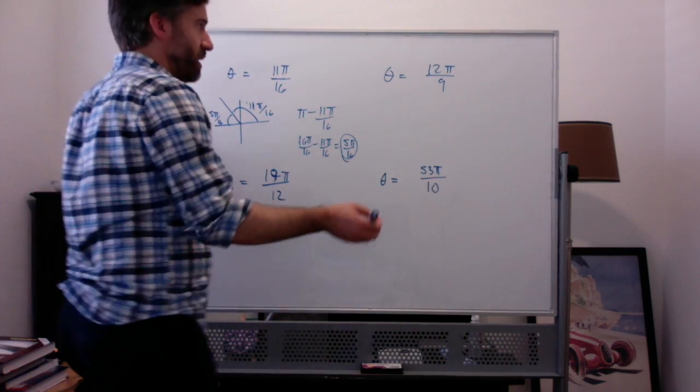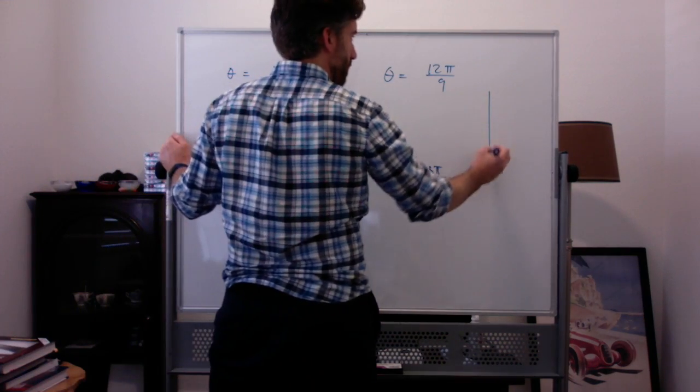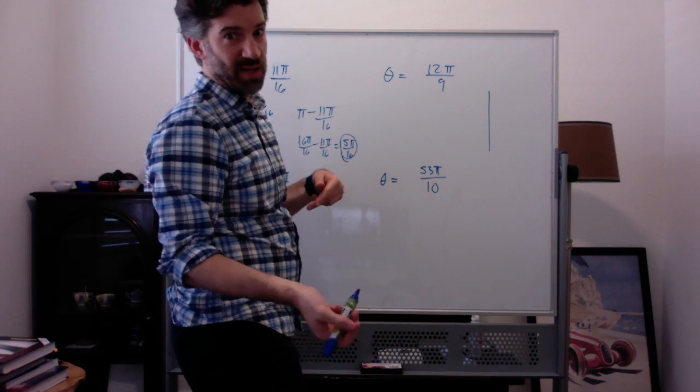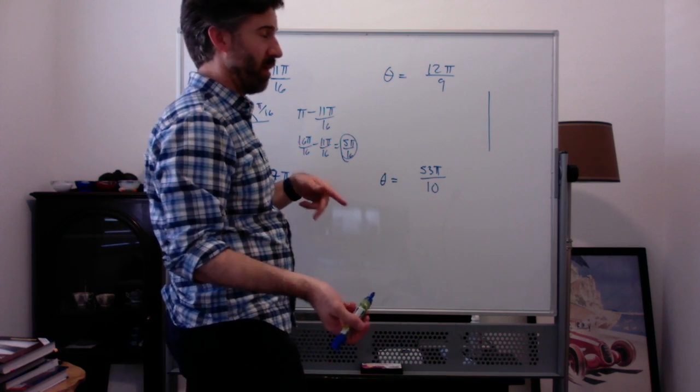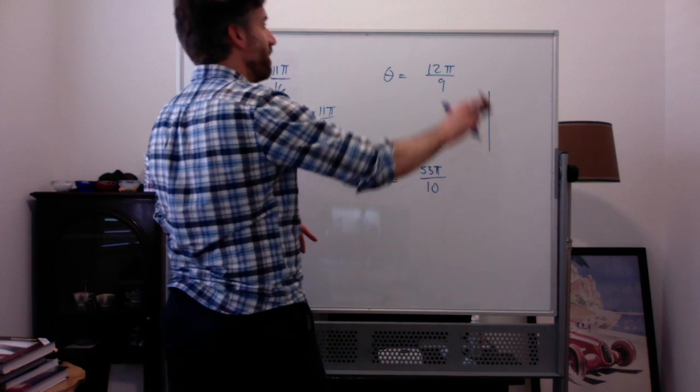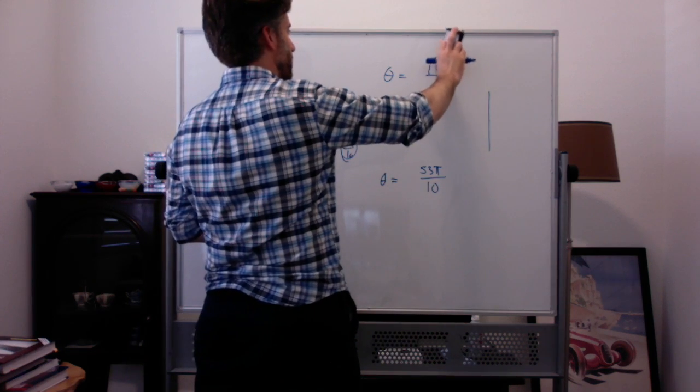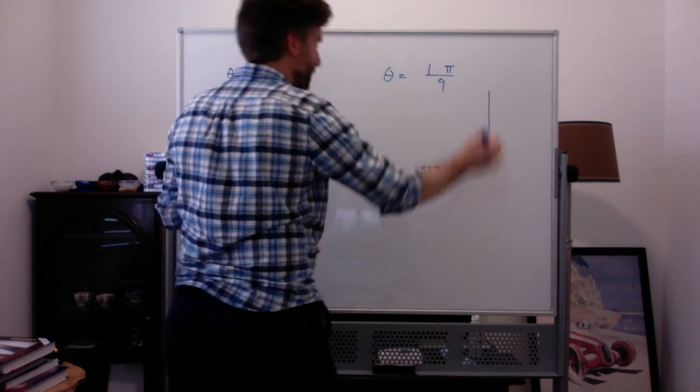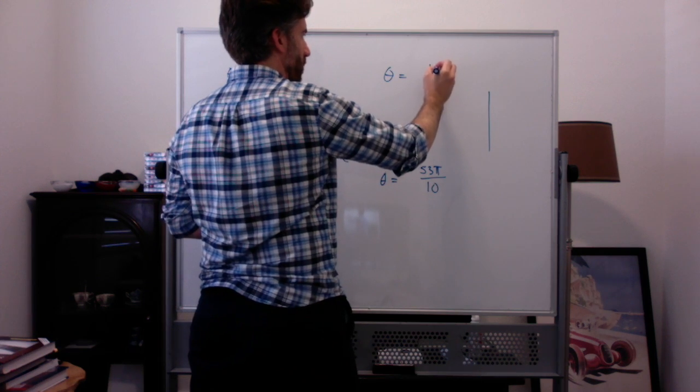12 pi over 9 is a little bit more than pi. Now, I'm silly here. I should reduce this. 12 pi over 9 is 4 pi over 3. Let's make it more interesting. Let's make it something that doesn't reduce, like 14 pi over 9. That's a little more interesting.